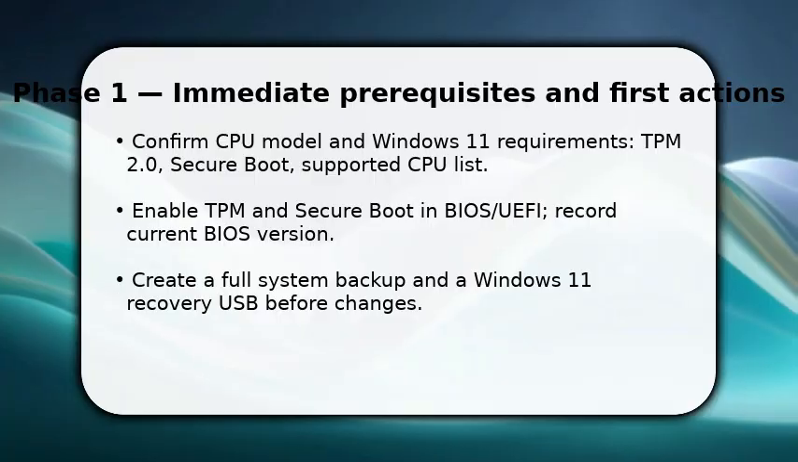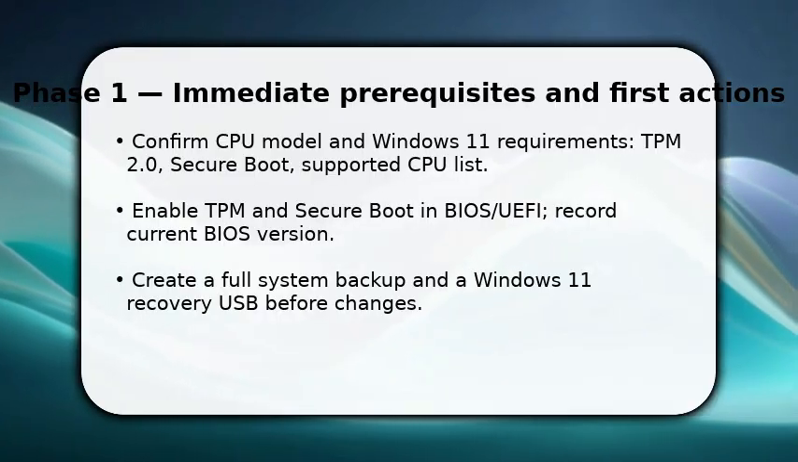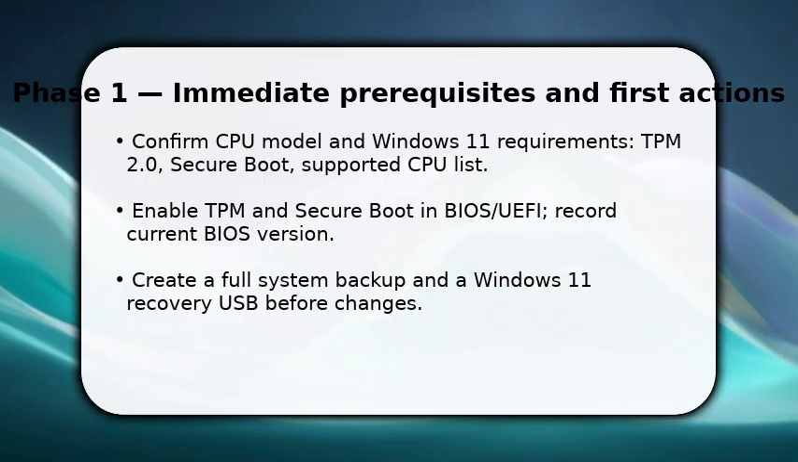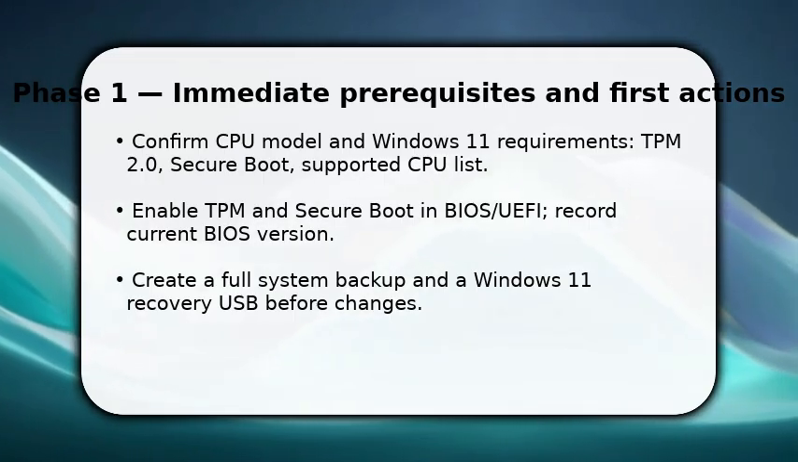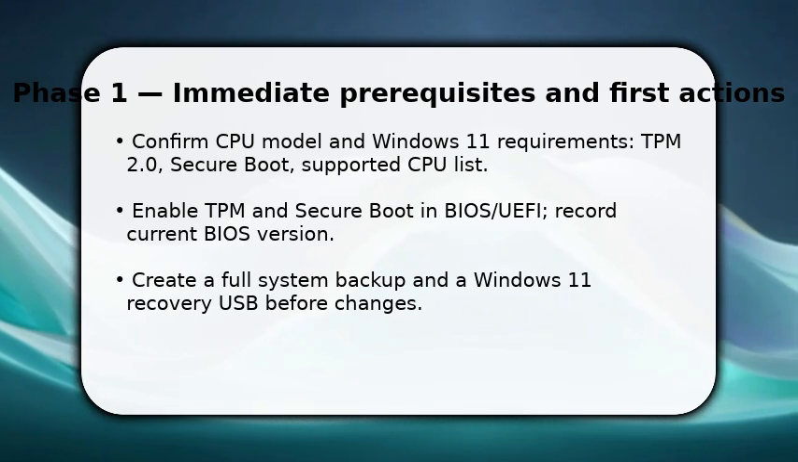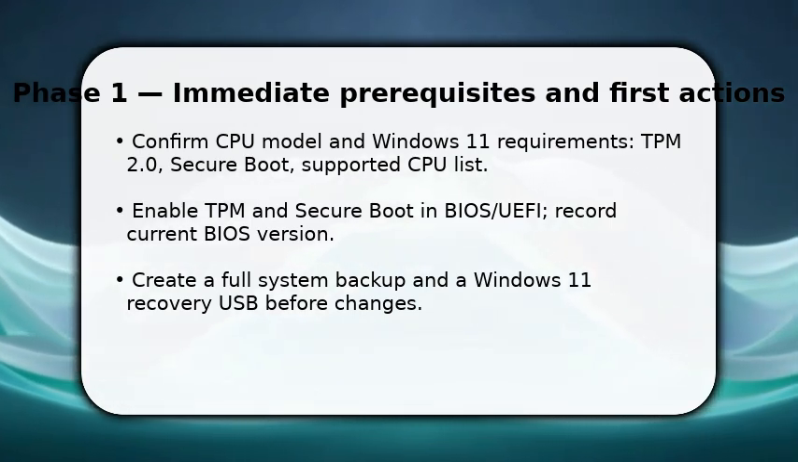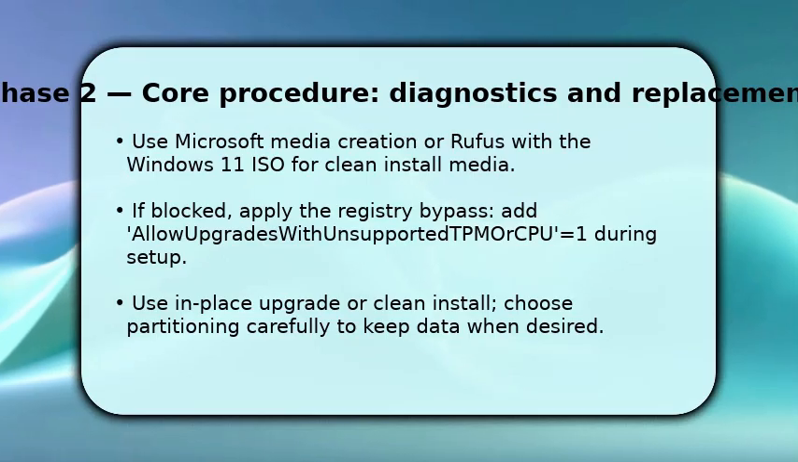Firmware often affects compatibility. Make a full system backup and create a Windows 11 recovery USB so you can revert if something goes wrong. These steps prepare the system and prevent data loss while you proceed to the bypass and install. Next, create installation media with the official ISO.